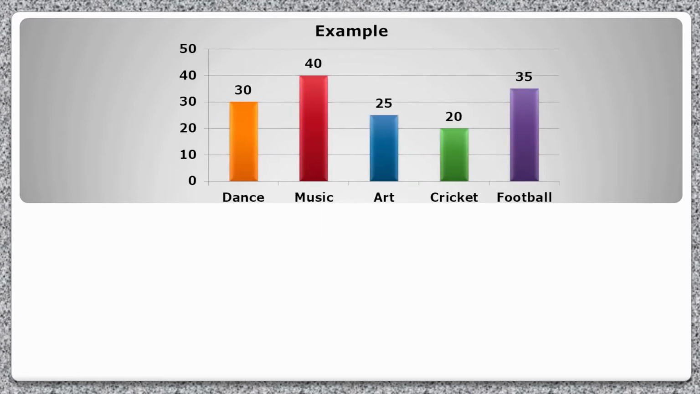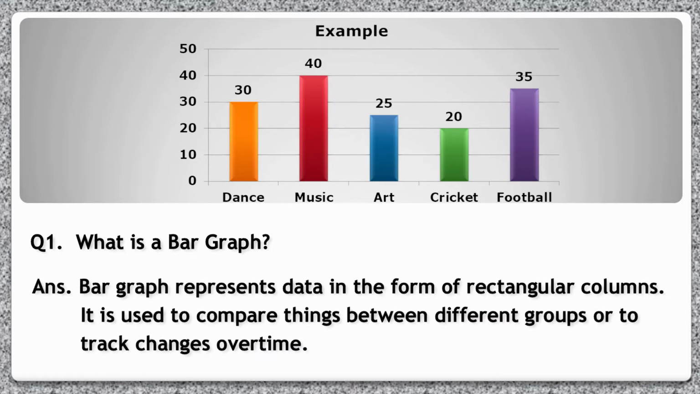Now the first question arises, what is a bar graph? Bar graph represents data in the form of rectangular columns. It is used to compare things between different groups or to track changes over time.